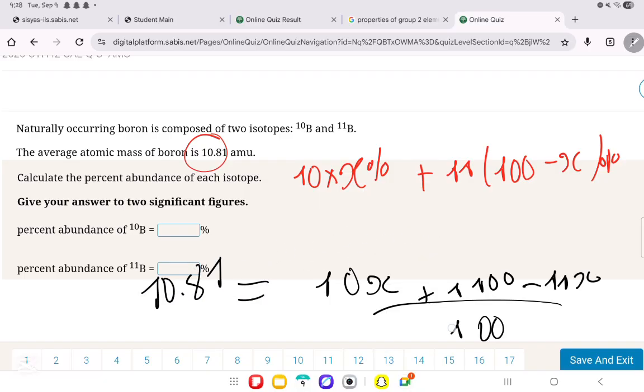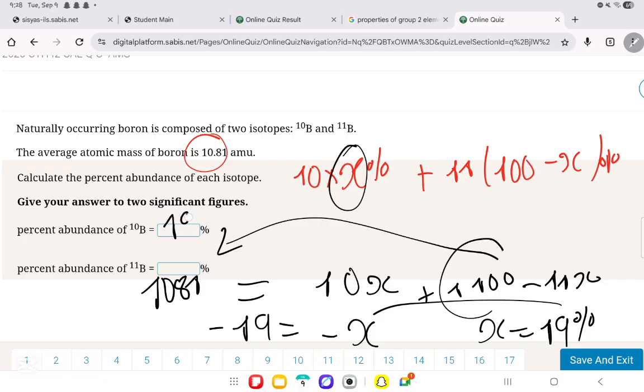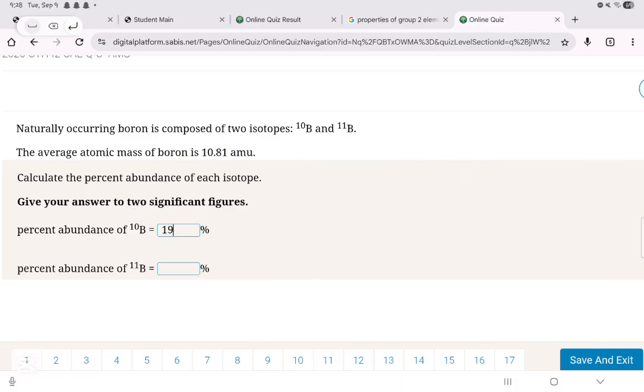When you move it to the other side, you're going to get 1081 is equal to this. Move this to the other side, then you will get minus 19 is equal to minus x. That means x is equal to 19%. So now we have the value of x, which is 19%, and it corresponds to B10. What is left for B11? It's very simply 100 minus 19, which is 81. So 19% and 81%.